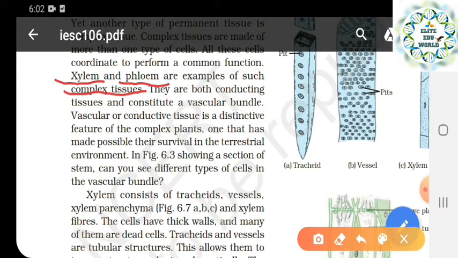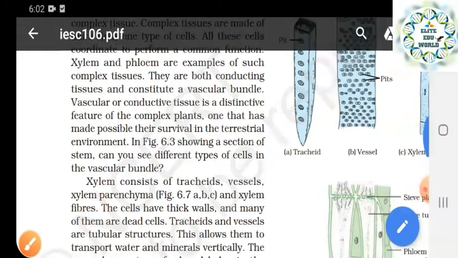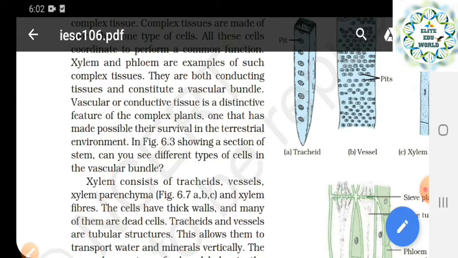We have already seen the function of phloem, that is providing food from the leaves to all parts of the plant, because it is made in the leaf but it is required in all parts of the plant. So they are examples of complex tissues, and they are both conducting tissue. Why is it called conducting? Because it helps in the transportation of material. So they both are conducting tissue and constitute a vascular bundle.